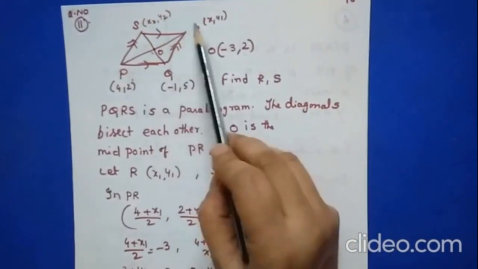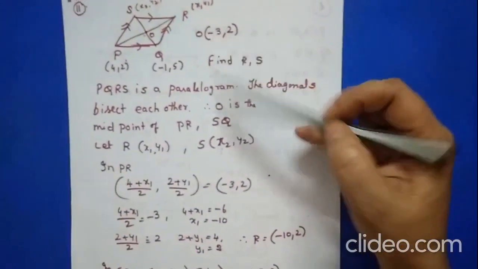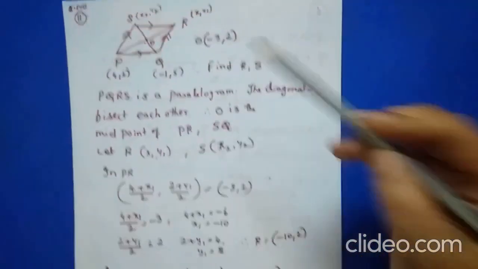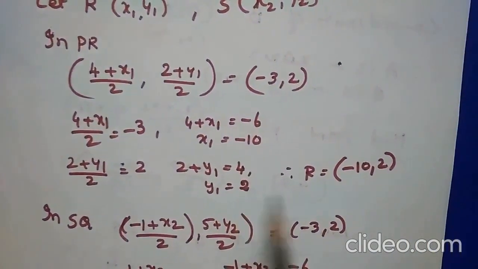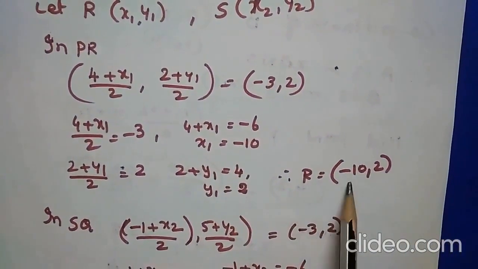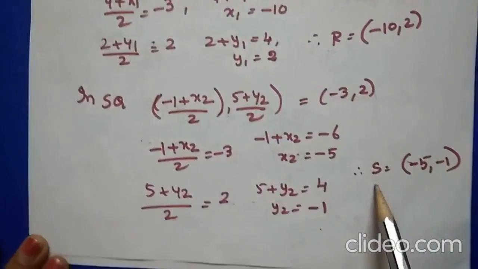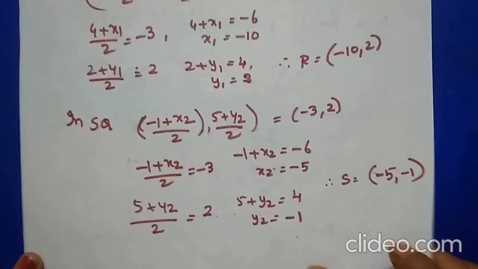Apply the same formula. (4 plus x1) by 2 is equal to -3. You can get x1. (2 plus y1) by 2 is equal to 2. You can get y1. So x1 is -10, y1 is 2. Therefore, the coordinate of R is (-10, 2). In a similar way, O is the midpoint of SQ. Apply the same formula. You can get the coordinate of S as (-5, -1).